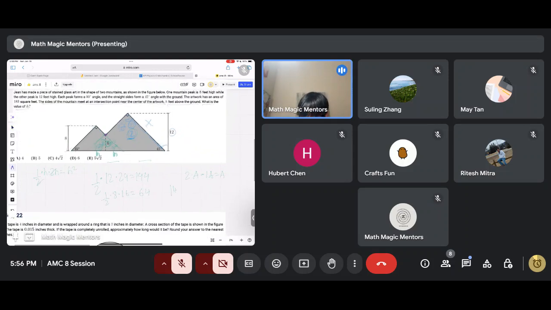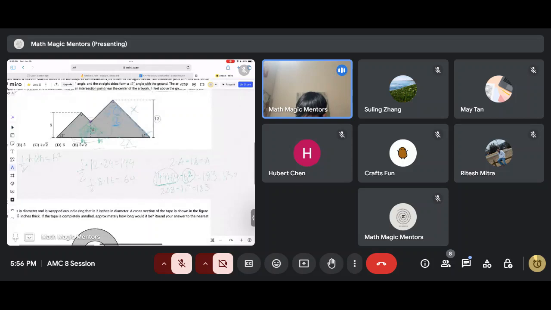And now we add everything up. 144 plus 64 minus H squared. Because remember, when we did this computation, we calculated this area two times, right? We only want to calculate it once, so we just subtract this area once. And this, as the problem says, is 183 square feet, right? So we can add this up, which is 208 minus h squared equals 183. And so h squared is going to be 25, or h is going to be 5.